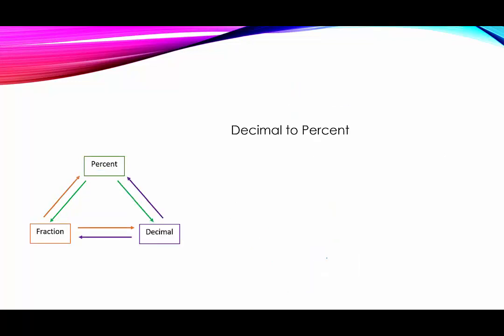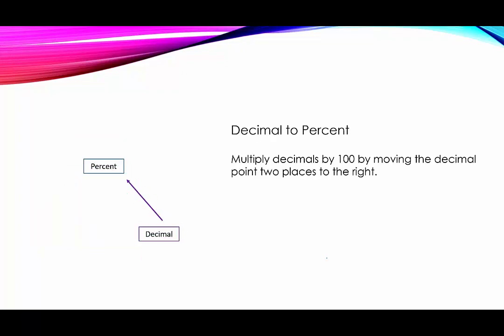Next up, we're going to look at converting decimals to percents. How do we do that? Well, we're going to multiply the decimal that we're given by 100, and then we're going to put in a percent sign. The shorthand for this is we move the decimal point 2 places to the right, and when we're converting it into a percent, we want to include the percent sign.